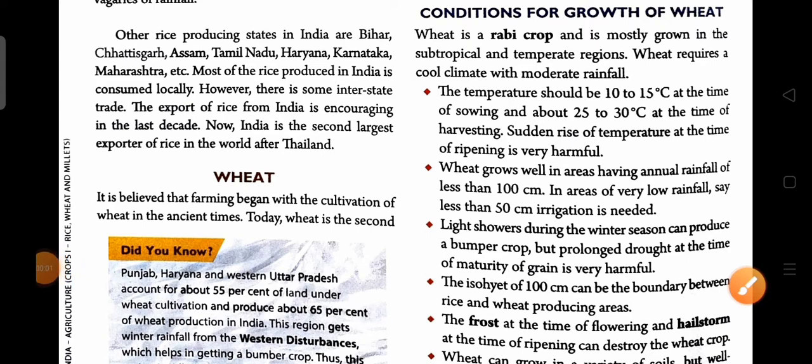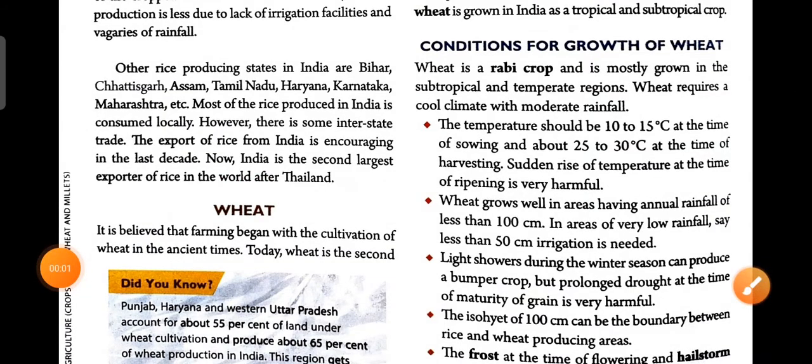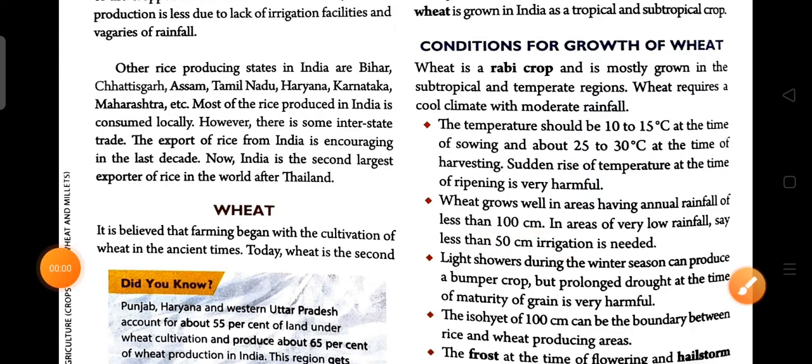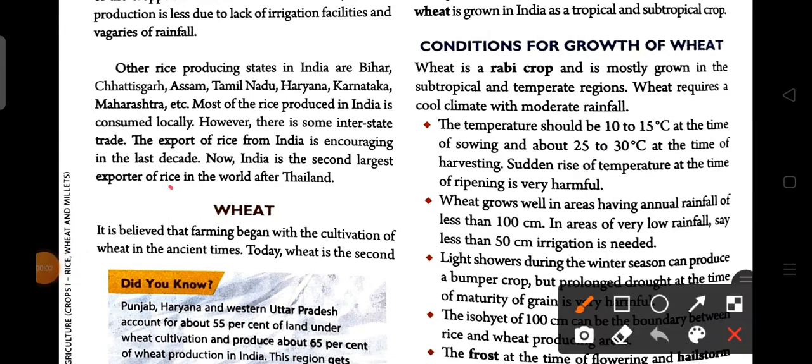A sudden rise of temperature at the time of ripening is very harmful, as it may cause various damages to the wheat. The next condition needed for the growth of wheat is that wheat grows well in areas having annual rainfall of less than 100 centimeter. As we know, wheat does not need a very moist condition, that's why only 50 centimeter of irrigation is needed. In regions of very low rainfall, wheat can grow.